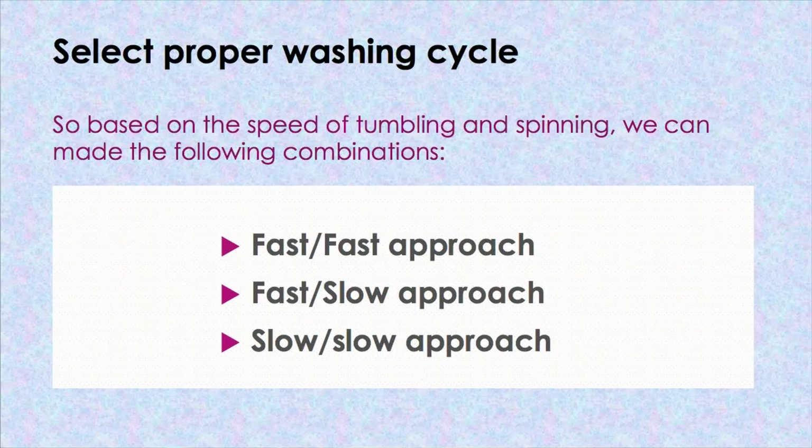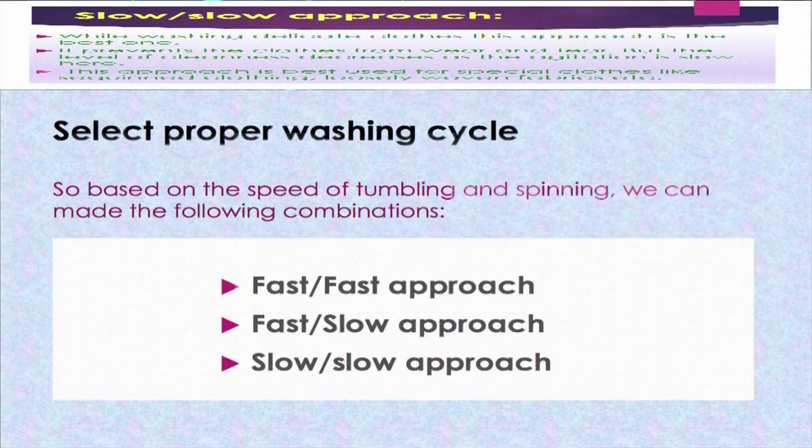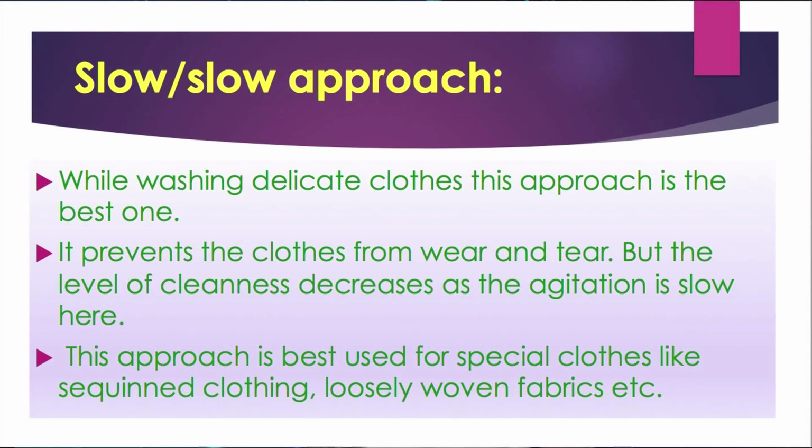Next approach is slow approach. While washing delicate clothes, this approach is the best one. It prevents the clothes from wear and tear. But the level of cleanness decreases as the agitation in this process is slow. This approach is best for special clothes like sequin clothes, loose and woven fabrics, etc.